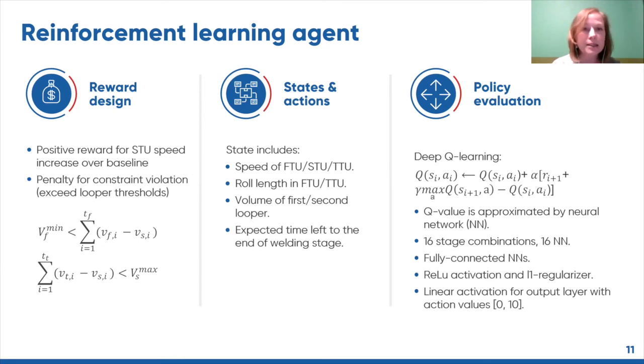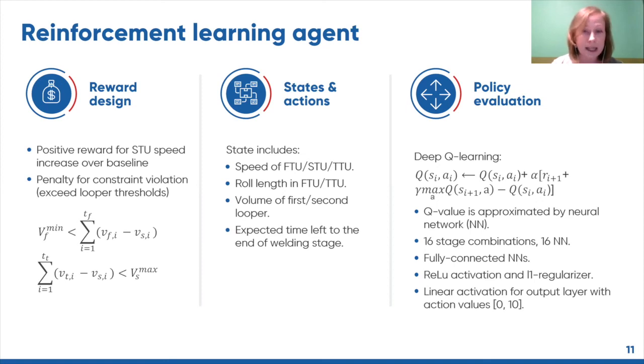The state is the information that the agent evaluates at every particular time step. Here we consider 4 main group parameters: the speed, the roll length, or rather the length left to be unrolled or coiled in the corresponding transport unit, first or third. We also considered such parameters as volume of the first and second looper and expected time left to the end of the welding stage.